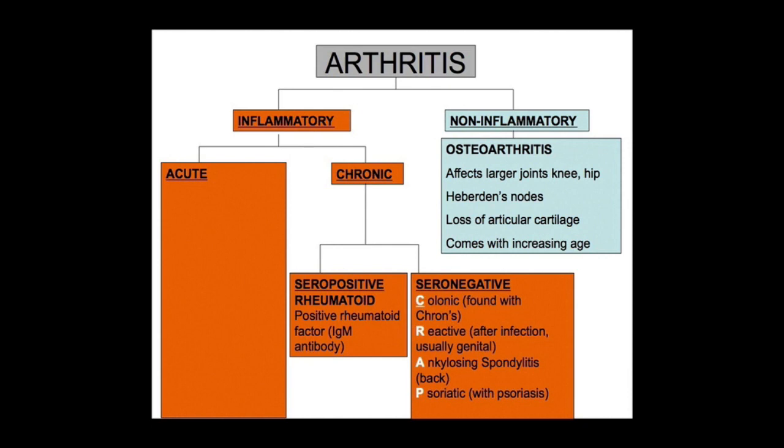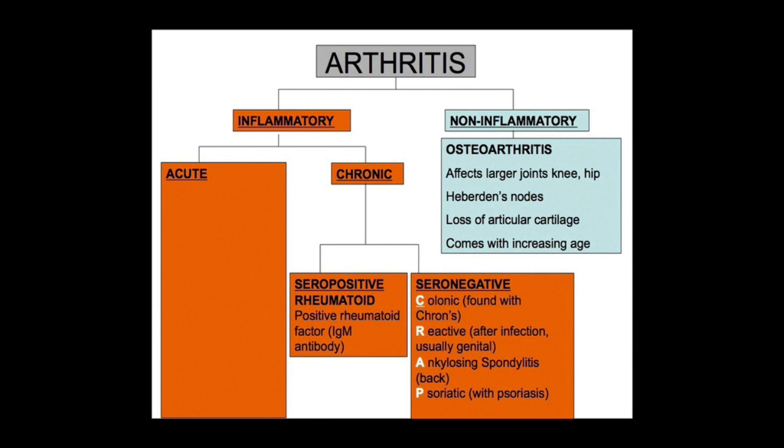Now we're going to talk about the seronegative arthritis. These can be remembered through a rather rude mnemonic, which is CRAP. They each stand for one of the seronegative conditions. C stands for colonic arthritis. That was its old name. It's now called enteropathic arthritis. This is found in association with inflammatory bowel disease, in particular Crohn's disease. So these patients will have an ongoing history of Crohn's and then will start to develop arthritis along with that.